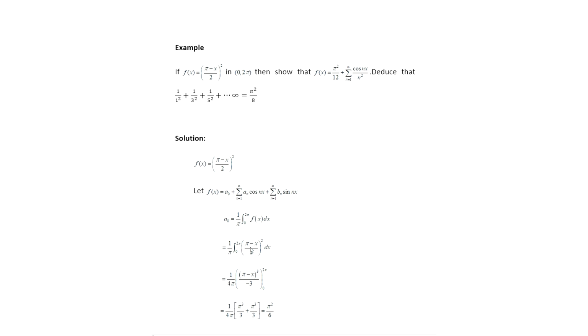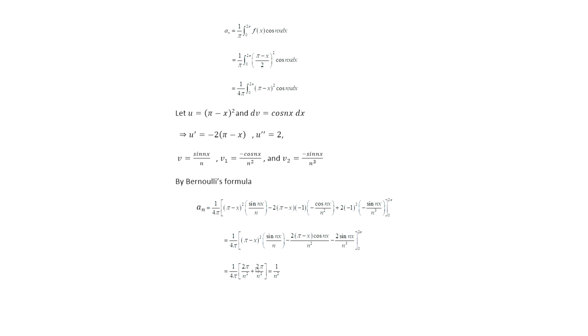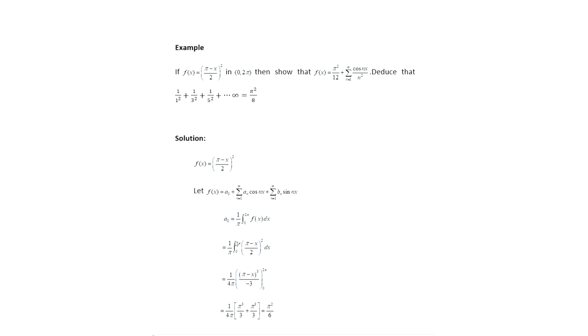When we integrate pi minus x whole square, it is pi minus x whole cube divided by minus 3. The limit is 0 to 2 pi. And so the value is 1 by 4 pi. When you apply 2 pi here, pi cube by 3. Again for lower limit 1 minus sign, so plus pi cube by 3, that is we get it as pi square by 6.